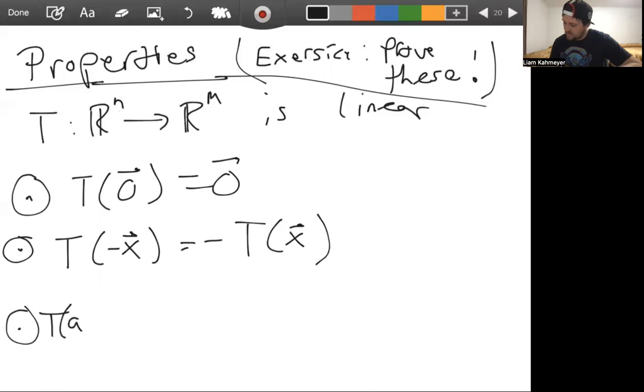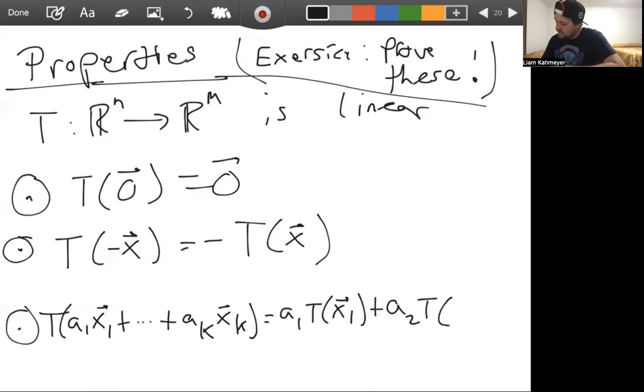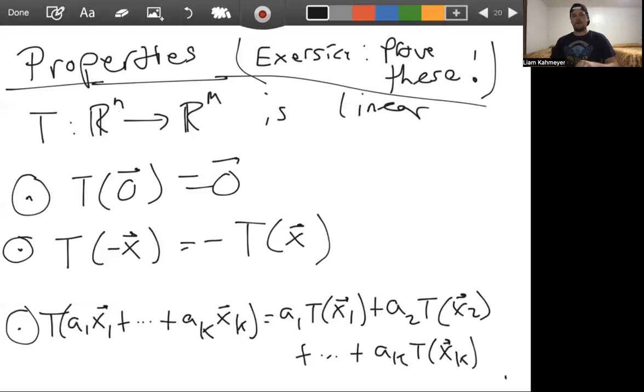What that means is, if a1 through ak are constants, T of a1 x1 plus and so on through ak xk is equal to a1 times T of x1 plus a2 T of x2 plus and so on, plus ak T of xk. So I want you to see if you can prove these properties. And I'm going to break here to make 2 smaller videos. In the next video, we'll talk about the composition and inverse of a linear transformation.